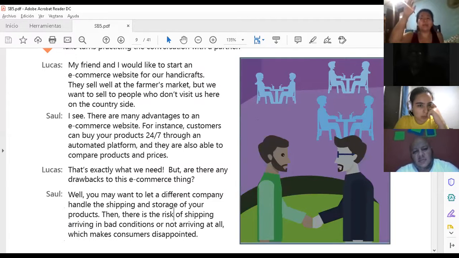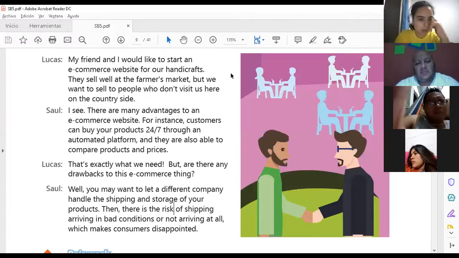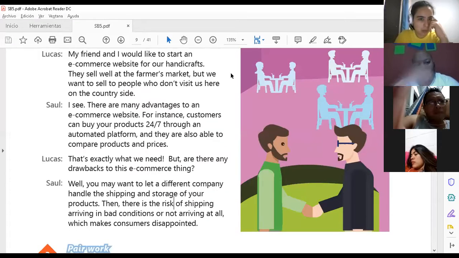Because he wants to sell the handicrafts with his friends, I think. Yeah. They want to sell to people who don't visit us here in the countryside. Lucas wants to start an e-commerce because he wants people who don't visit the countryside to buy from them. Yeah, exactly. They want to keep the market of the countryside.